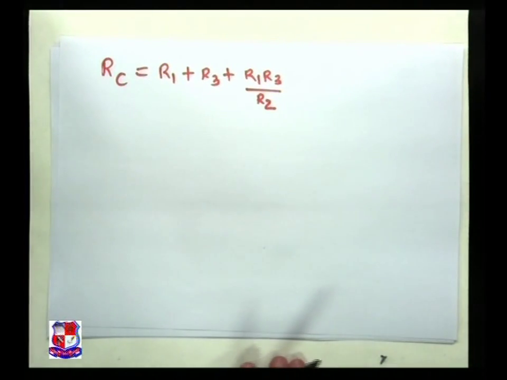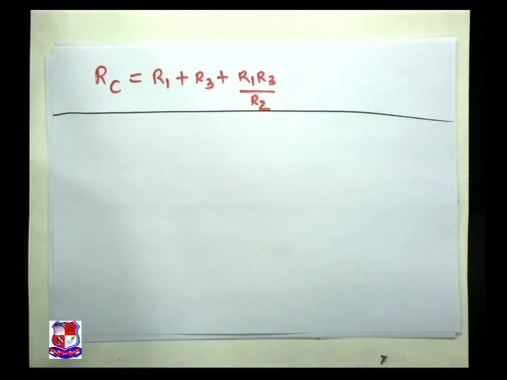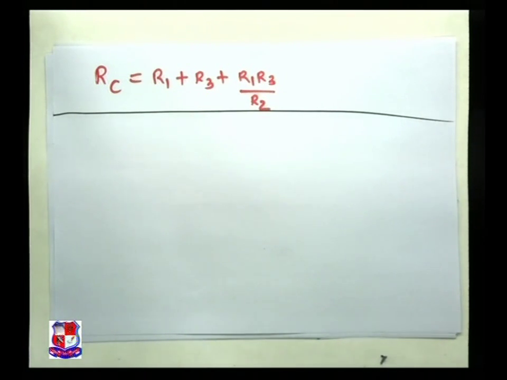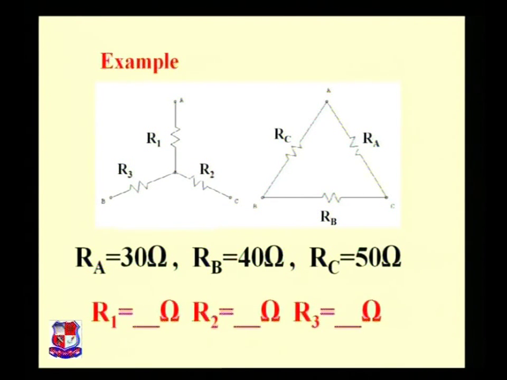Okay, now we go for one example of this sum. See in the PPT, the example is given: convert delta into star. The delta resistance values are given, and we have to convert this delta into the star. That means we have to find out R1, R2 and R3. We know the equations of R1, R2 and R3, so we can simply find the values. Let's solve this sum.